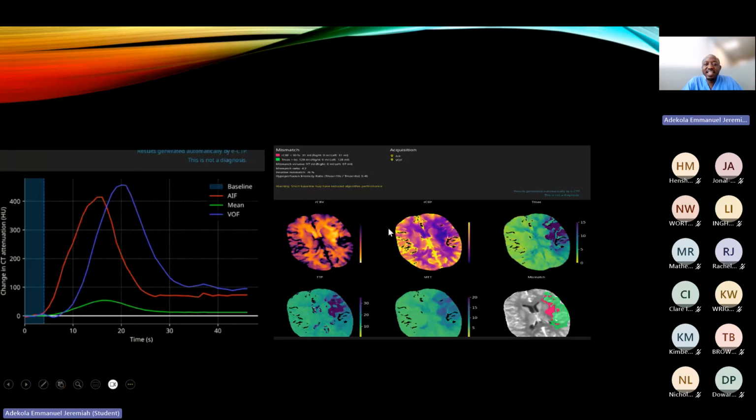CBF is less than 70 here, which is good. And then the ratio is 4.2, greater than 1.2, and the mismatch is greater than 10 mL. So this patient meets the criteria for thrombolysis, and she was thrombolyzed. Now, this is important: she was thrombolyzed before she went for thrombectomy.